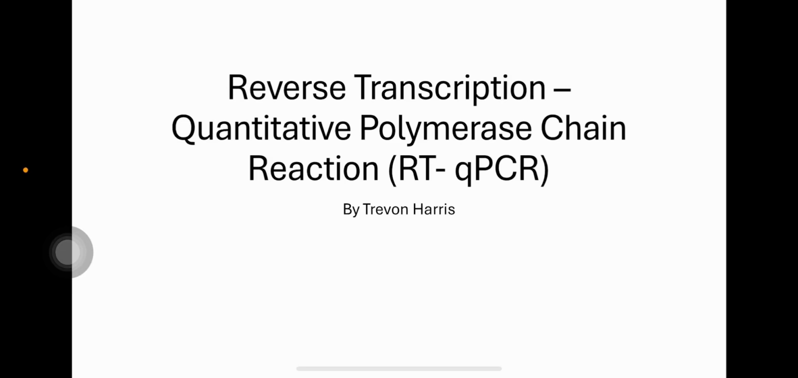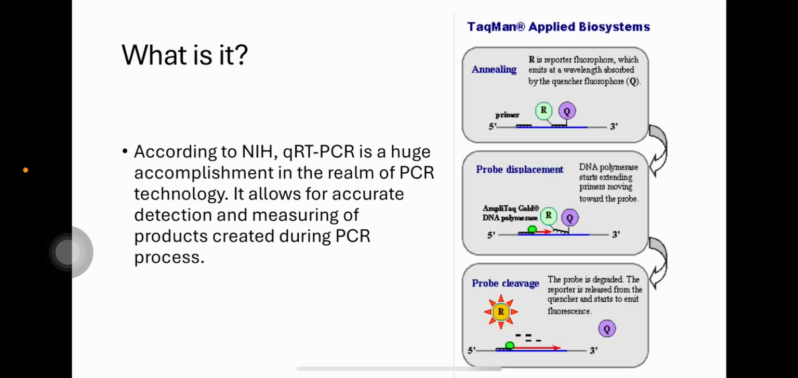Quantitative polymerase chain reaction, also known as RT-qPCR, and it can also be found as QRT-PCR. So what is it? According to the NIH, it's a huge accomplishment in the realm of PCR technology, and it further allows for accurate detection and measuring of products created during the PCR process.